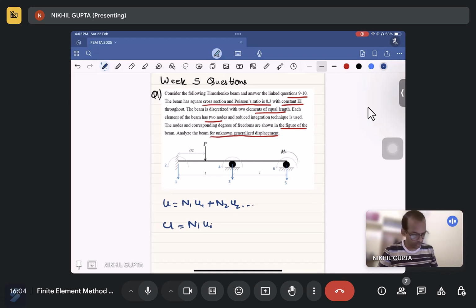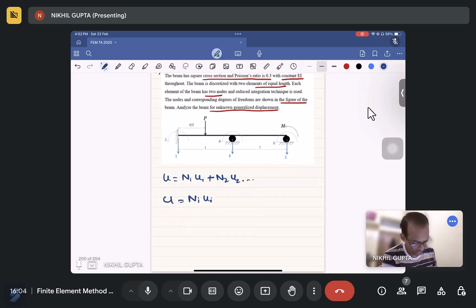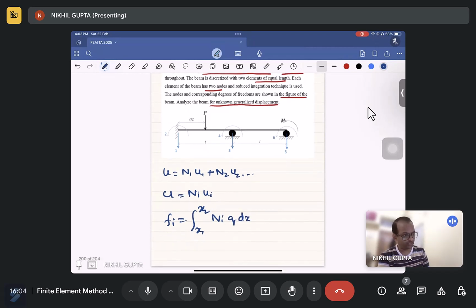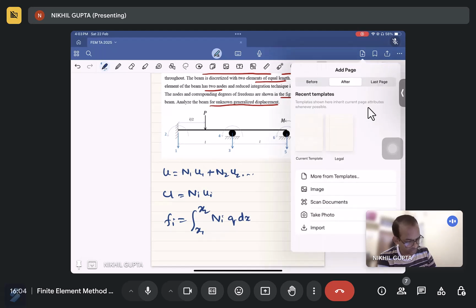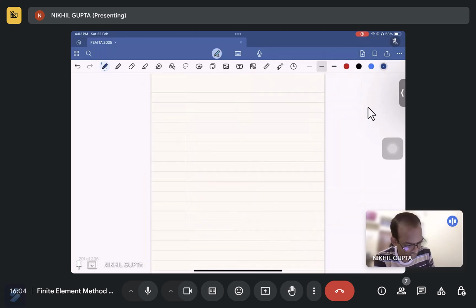Okay, so now this is the function of u that we assumed. Now if you have to find f, you integrate from x1 to x2 of N_i q dx. This is the general formula for finding the force vector. Since two nodes are there, your F will become the integral from x1 to x2 of the vector [N1, N2] times q dx. So q here you have to write as P delta(x minus L by 2).